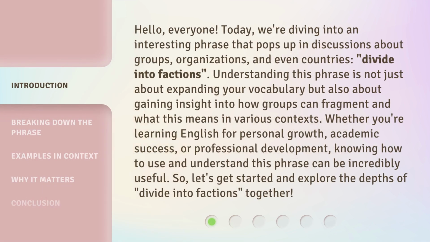Hello, everyone. Today, we're diving into an interesting phrase that pops up in discussions about groups, organizations, and even countries. Divide into factions. Understanding this phrase is not just about expanding your vocabulary but also about gaining insight into how groups can fragment and what this means in various contexts. Whether you're learning English for personal growth, academic success, or professional development, knowing how to use and understand this phrase can be incredibly useful. So, let's get started and explore the depths of divide into factions together.